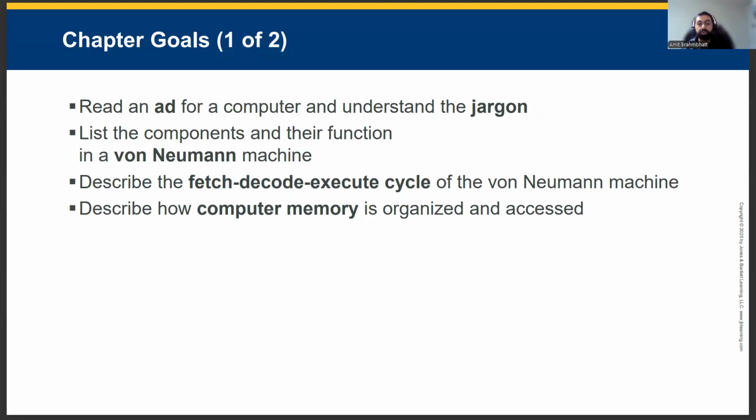So what are the goals? By the end of this chapter, you'll be able to read a computer ad without blinking, name the parts of a von Neumann machine and what each one does, explain the fetch decode execute cycle, and describe how memory is organized and addressed. If any of that sounds unfamiliar now, don't worry. We'll take it step by step and translate the jargon as we go.